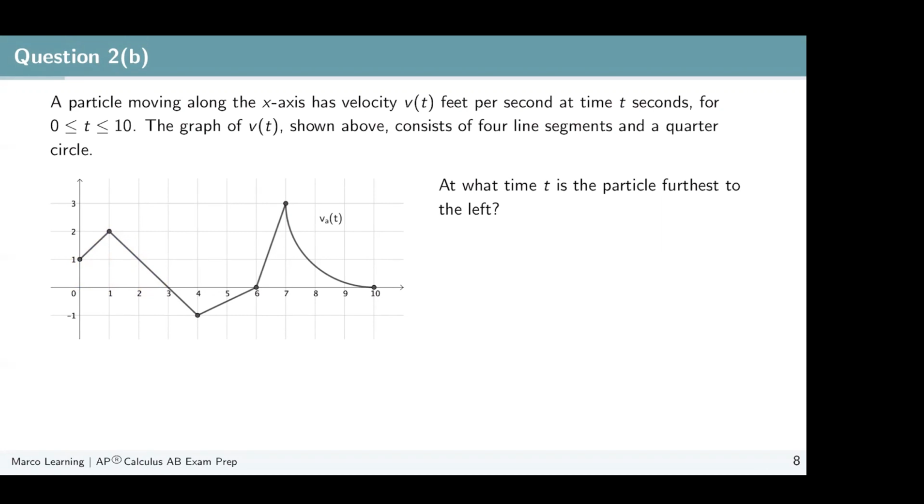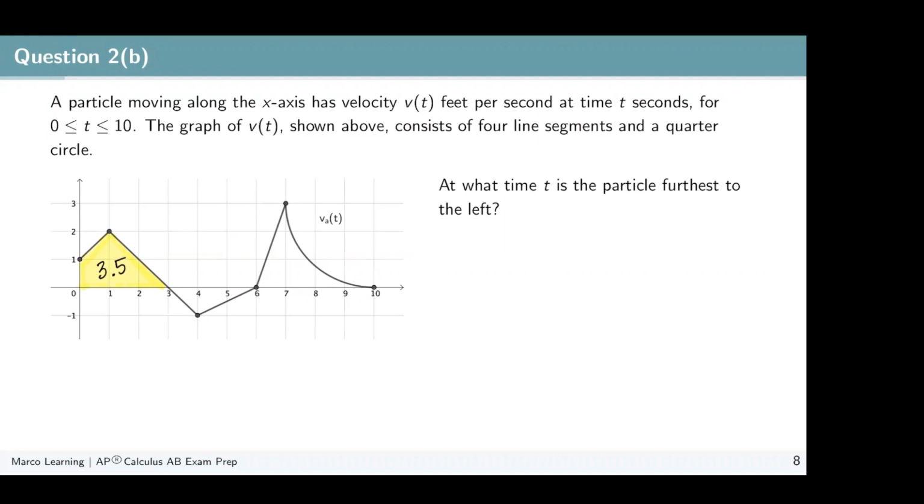The next part of this question asks, at what time t is the particle furthest to the left? And so to answer this question, we want to know the total distance that it has moved to the right, and then the total distance that it has moved to the left. So for this particle, since the velocity starts out positive, we know the particle starts out moving to the right. And if we find this shaded area here, so the area between the velocity curve and the x-axis, then we'll figure out how far between 0 and 3 this particle has moved to the right. And so the area here, 3.5.